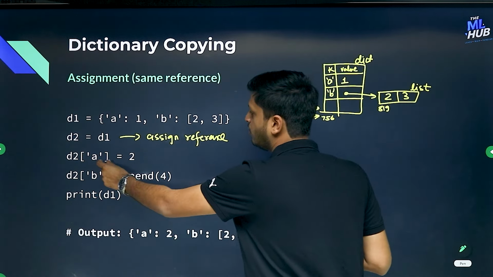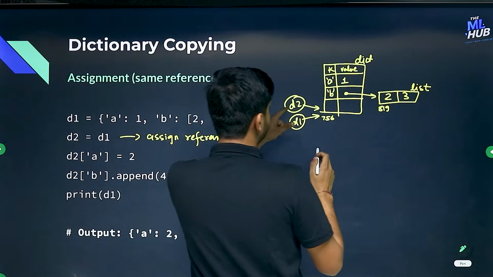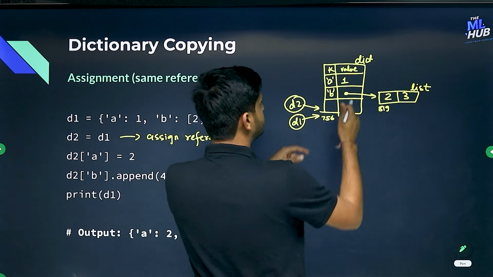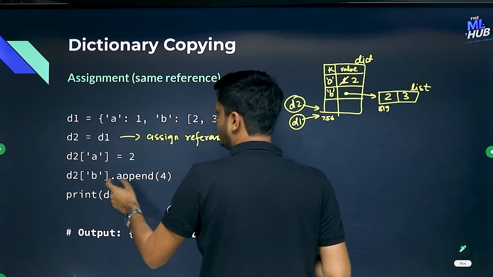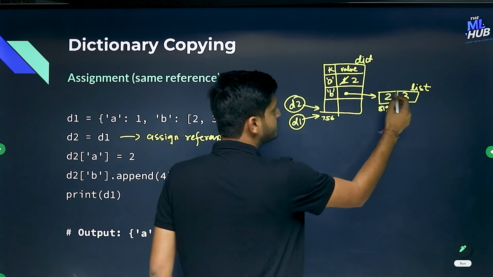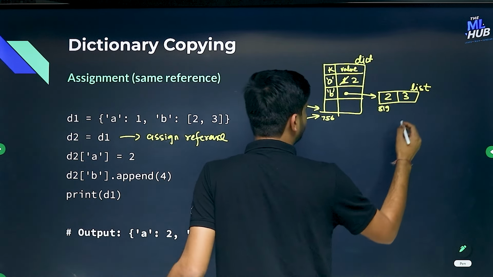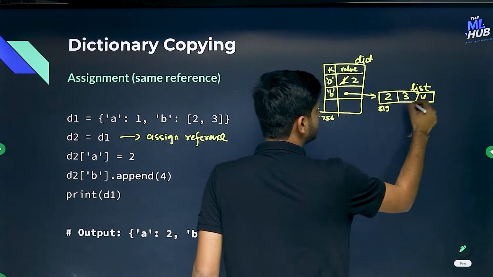If you write D2 of A is 2, D2 is pointing at this dictionary, so this value will be updated to 2. And now we are saying D2 of B dot append 4. D2 of B is this list, and we are saying append 4 to this list. So 4 will be appended to this list.